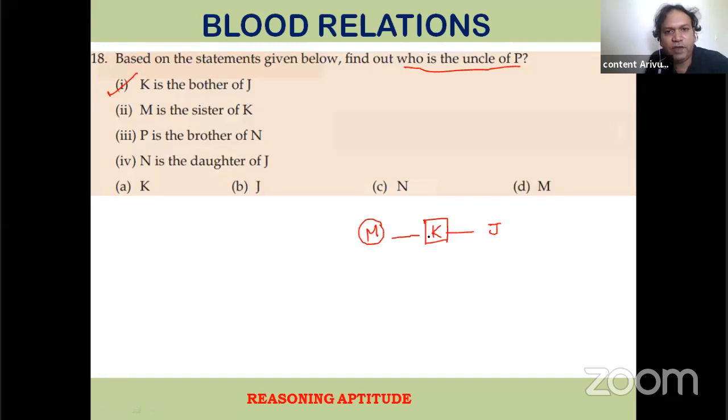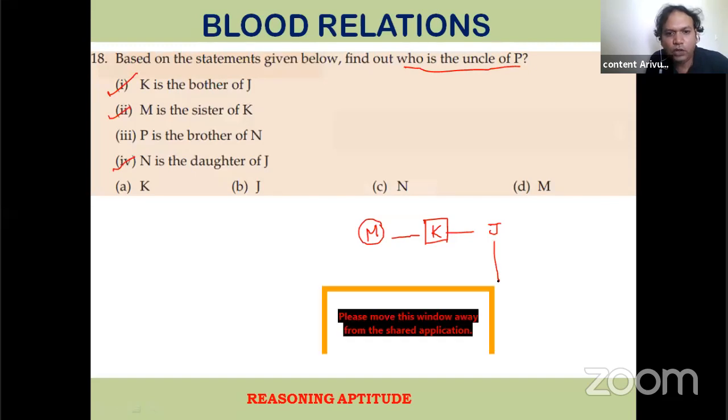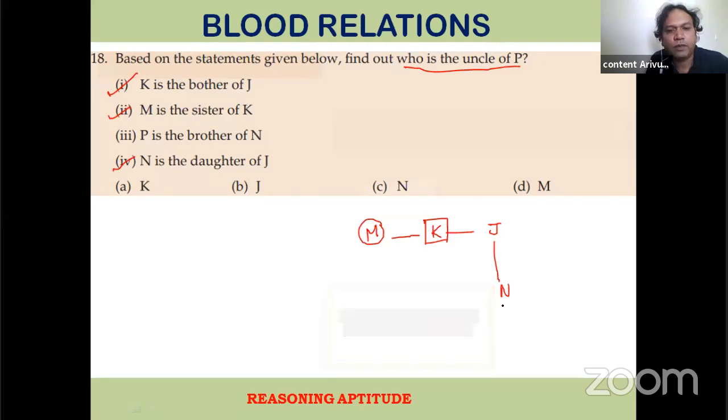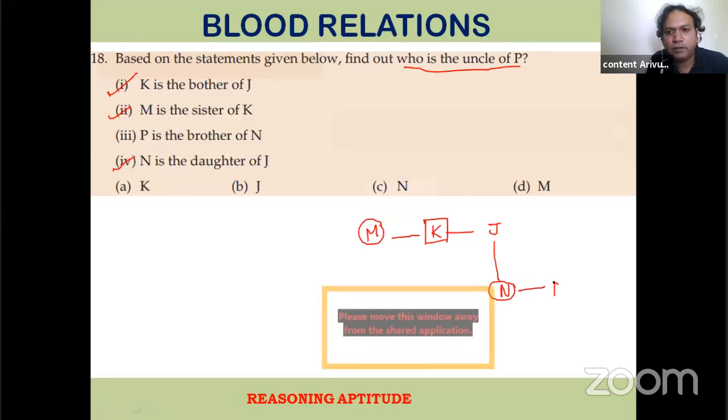P is brother of N. This statement you leave right now. First you go to statement number 4. N is daughter of J, and P is brother of N. So who is uncle of P?